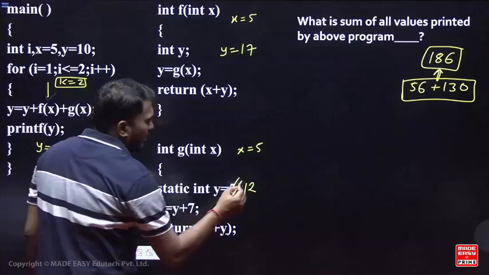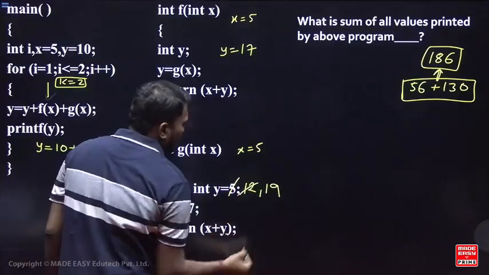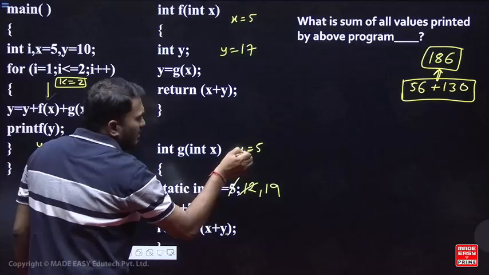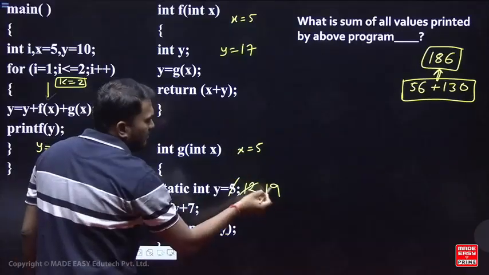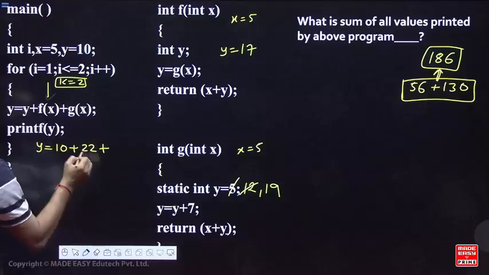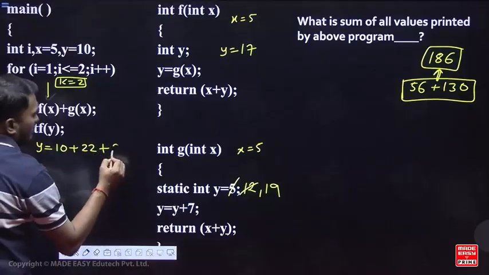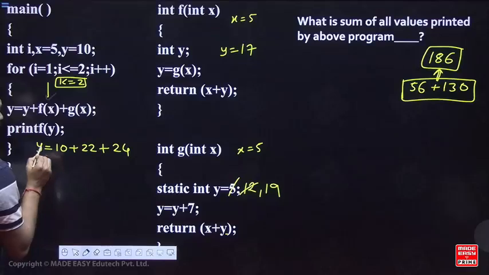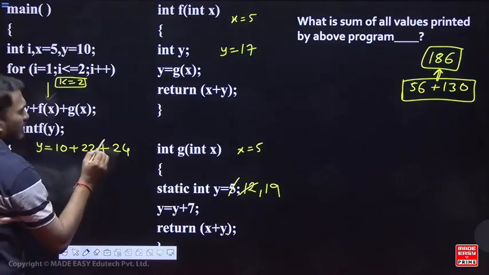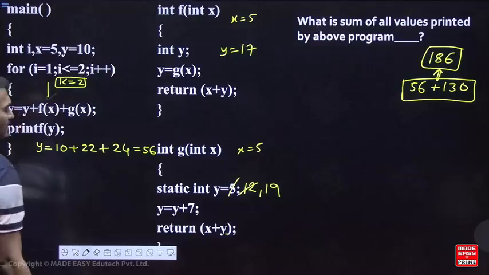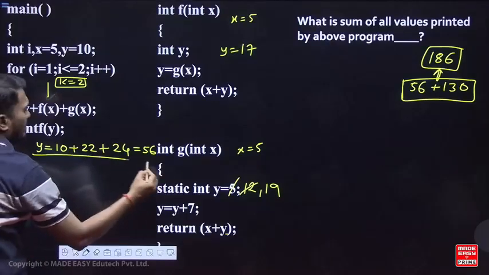So y value is 12, so 12 plus 7. 12 plus 7, how much? 19. You are returning x plus y. What is the x value in this function? 5. 5 plus 19 is 24. So 24 is returned. Now tell me, what is the total y value here? Y equals 10 plus 22 plus 24. What is this total value? 56. Now remember, this is the first iteration.